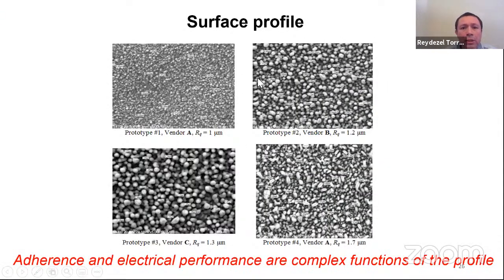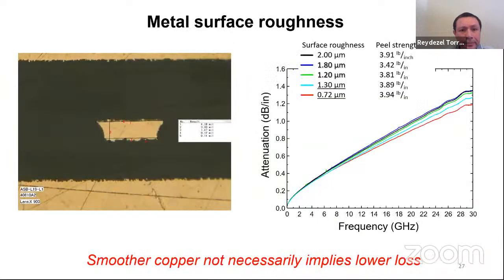Here I can show you some profiles. These are profiles of the metal surface. These profiles are intentionally produced in the factory using electrodeposit. The competition between the different vendors is obtaining the least possible loss, but increasing the strength of adherence of the copper layer with the dielectric laminate.